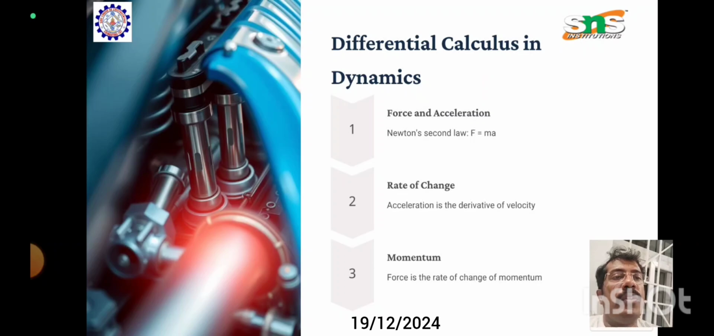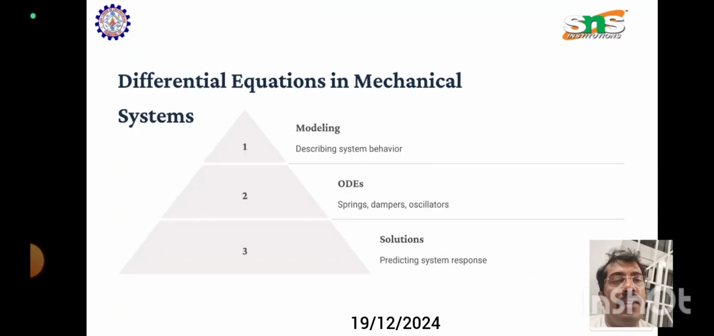So when the force is involved and when there is some rate of change, that is displacement with respect to time, or rate of change of something with respect to an independent variable, we come across differential calculus. That is, acceleration is a derivative of velocity. Similarly, the force is the rate of change of momentum. So it follows some physical laws.